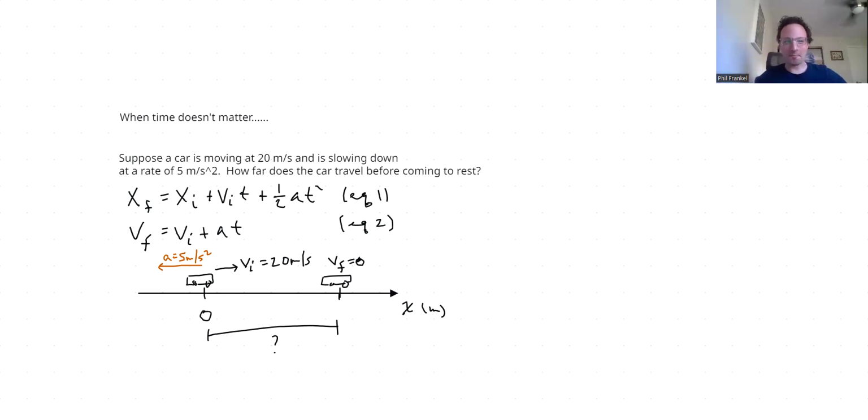But I can use kinematics equation 2 to first find the time at which the car comes to rest. The car comes to rest at this position when its final velocity is 0. Its initial velocity is positive 20 meters per second, and I add the acceleration times time, where the acceleration is negative 5 meters per second squared. If you solve for time, you get 4 seconds.